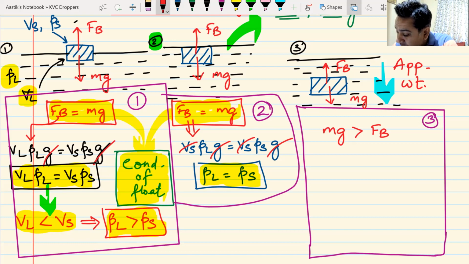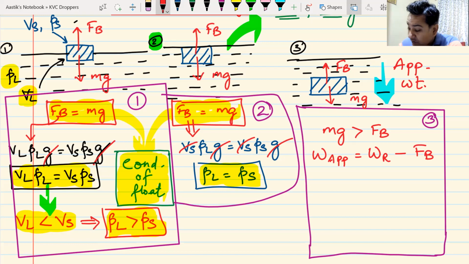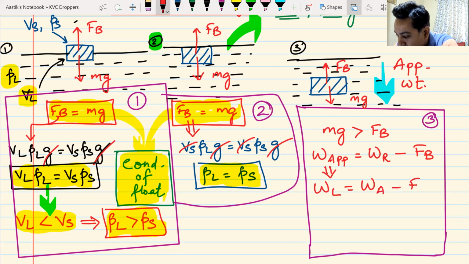So this apparent weight, I write it as weight apparent. This will be equal to weight real minus FB. Sometimes this apparent weight is also known as weight in the liquid. This will be equal to weight in air minus buoyant force. Different ways I am writing the same thing. I hope everyone is noting this down.